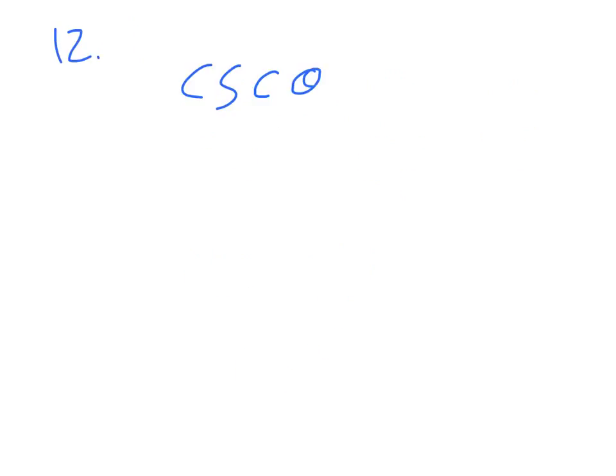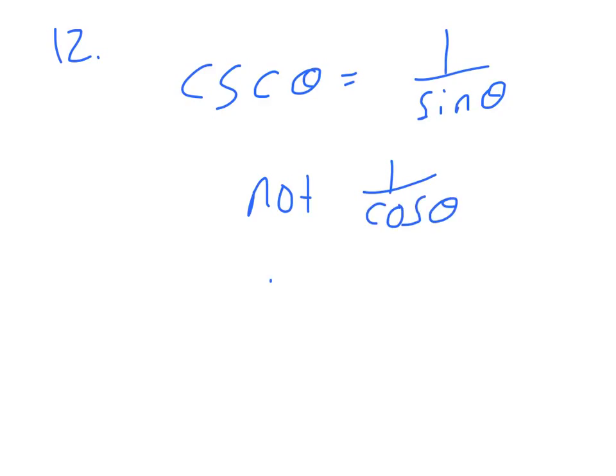Number 12 asks you about cosecant. Well, cosecant is 1 over sine. It says asking if it's the reciprocal of cosine. Well, it's not. It's reciprocal of sine, so that's going to be false.